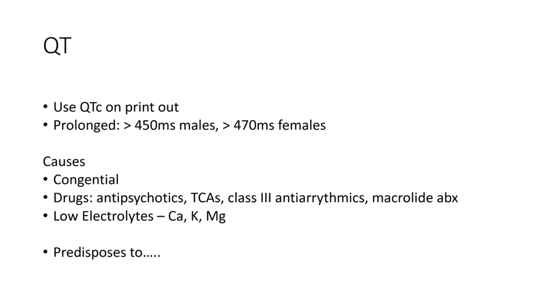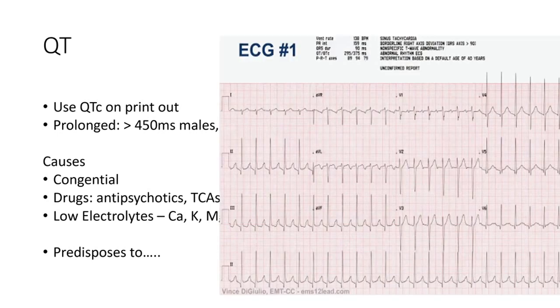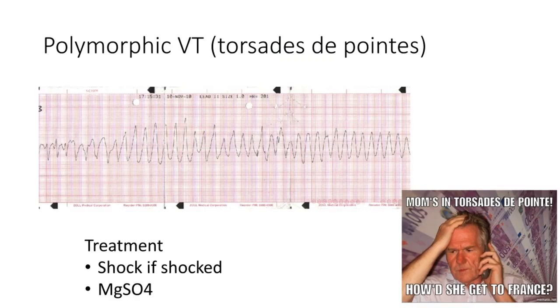A long QT is important. Oh, actually, just to show you where to read it, you would read it here. So the corrected QT for this patient was 375, so that's fine. The reason we're bothered about prolonged QT is because it can predispose you to going into a polymorphic VT, also known as Torsade de Pointes.